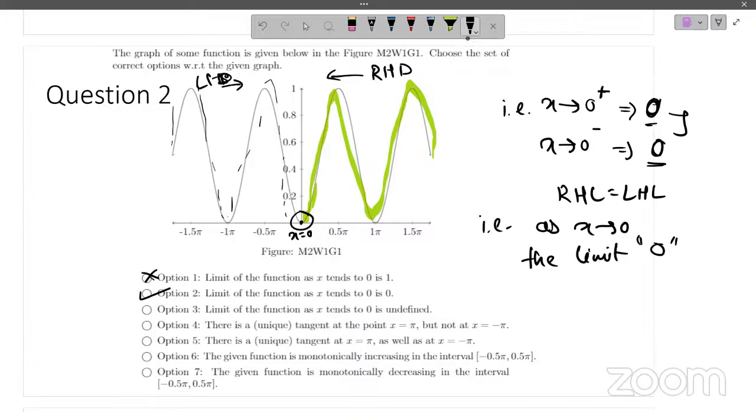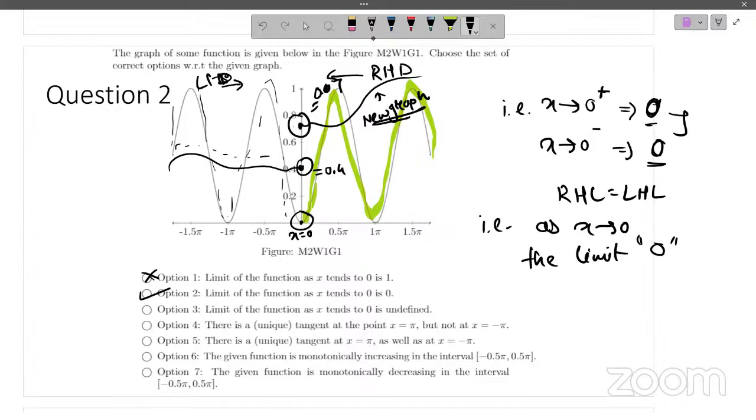The third option says that the limit of the function as x tends to 0 is undefined. Now, what do you mean by undefined? Suppose in this case our graph is something like this and like this. Now this is your new graph. In this graph, if I move from the right hand direction at x equals 0, I will end up at this point, which is, suppose, 0.7. And from the left hand direction, if I try to move, I will end up at 0.4.